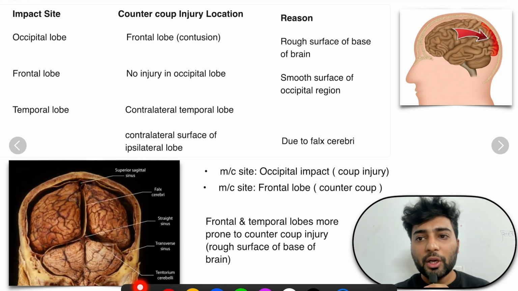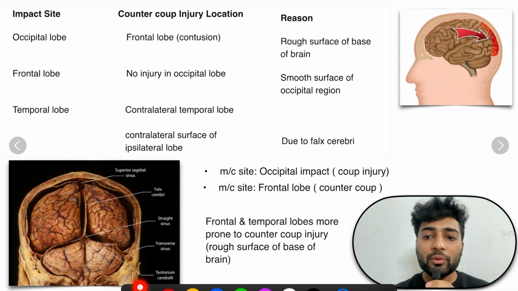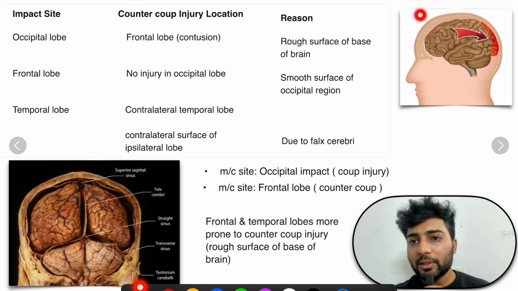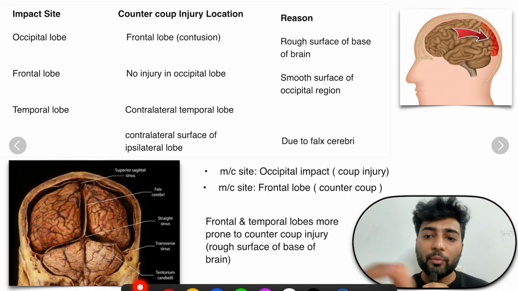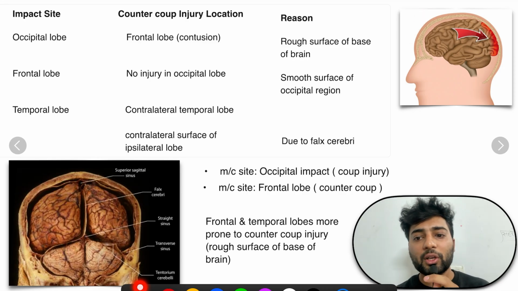See, whenever there is an occipital impact, then the coup injury will be where? In the occipital part of the brain, and the counter coup will be on the opposite side. So it will be on the frontal lobe. Why? Because the surface of the brain is rough from inside, so it is causing a frontal lobe contusion. Okay, this you understood.